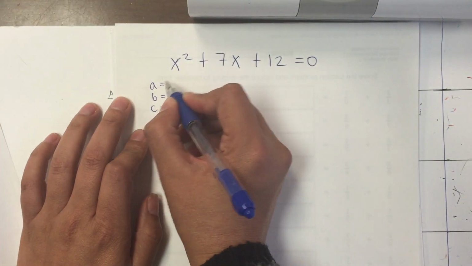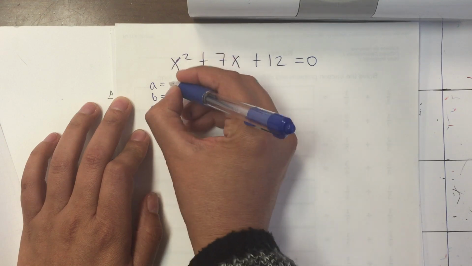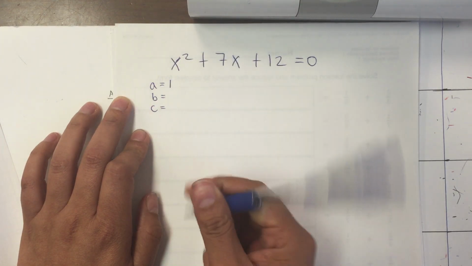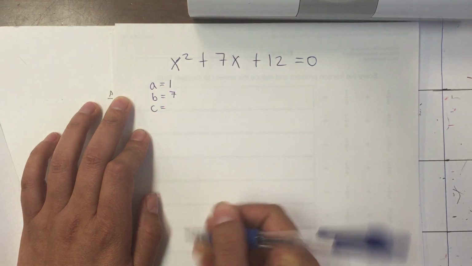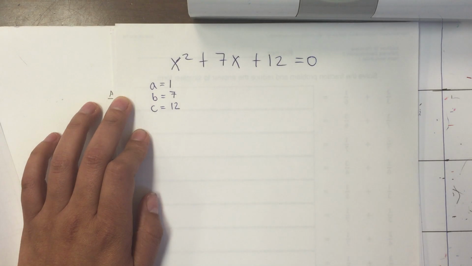Okay, so a is always with x squared, so since we don't have a coefficient in here, that means that a is going to be 1. B is always next to x, so that will be positive 7. And c is going to be positive 12.